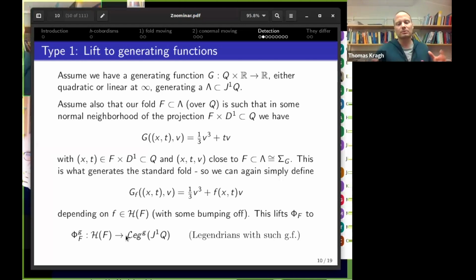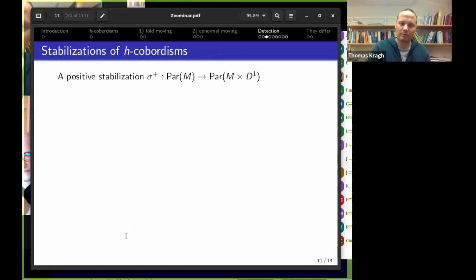Okay, so before I can really say something more concrete about how this detects them, I have to talk about stabilizations. If you've worked with generating functions, you know you have to stabilize them when you do a Legendrian isotopy. That part is maybe well known to many, but I also need to say a little bit about stabilizing h-cobordisms and partitions, which is very similar. And so I focus on that. So let me try and describe what a positive stabilization from a partition on M to a partition on M cross an extra coordinate is.